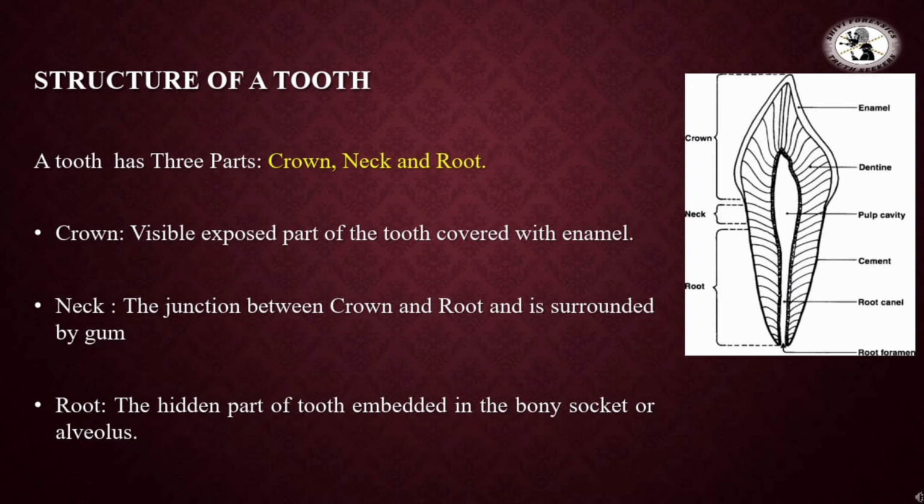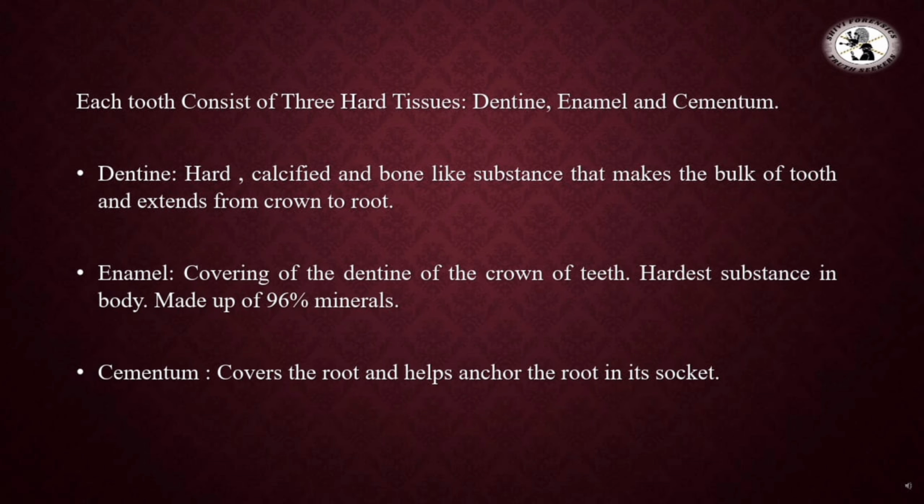Next, we can discuss about the structure of a tooth. The tooth mainly consists of three main parts, that is crown, neck, and the root. Crown is the visible part which is covered with the enamel. Neck is the junction between crown and the root, and it is surrounded by the gum. At the end part, the root is present, which is a hidden part in the bony sockets or alveolus.